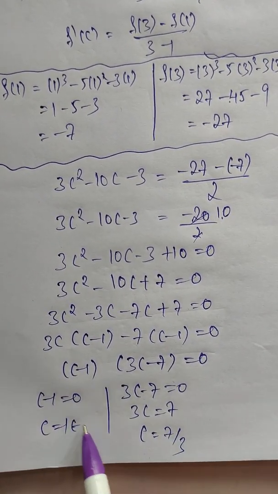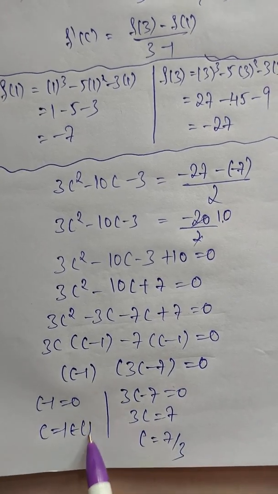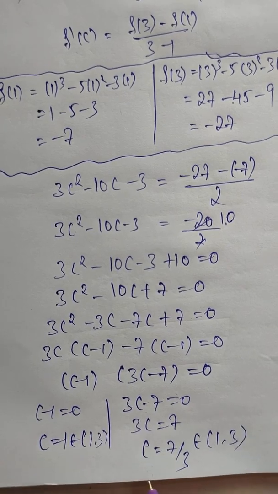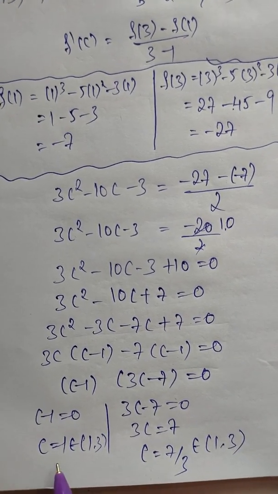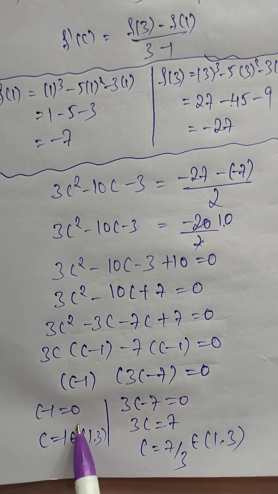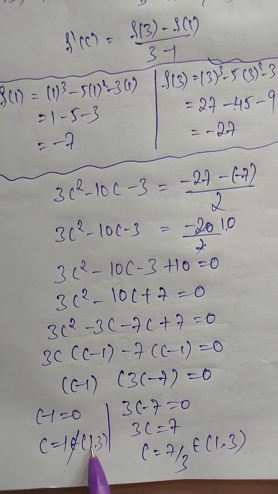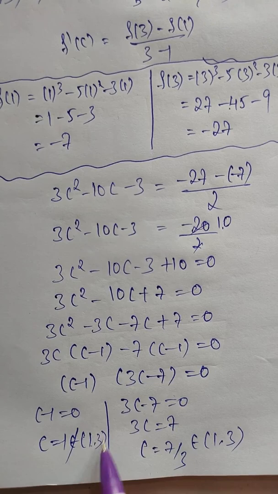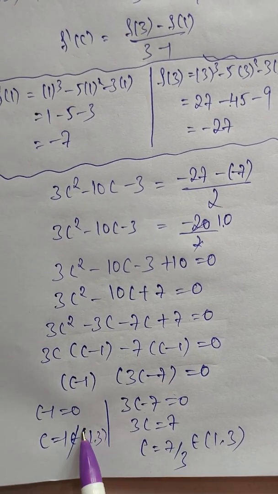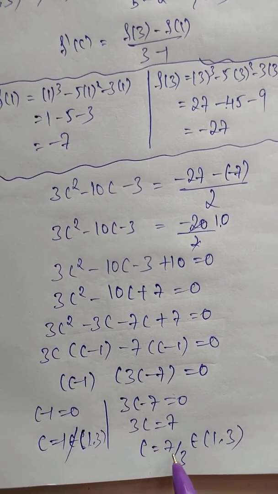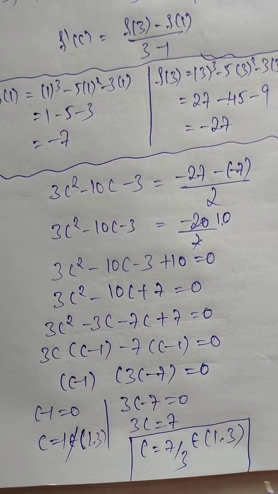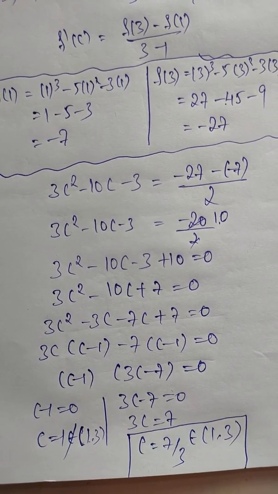So this 1 belongs to the closed interval 1 comma 3. Now see here, this 1 does not belong to the open interval 1 comma 3 because 1 is not included in this interval, because it is an open interval. 7 by 3 belongs to the open interval. This is the answer. Is it clear?